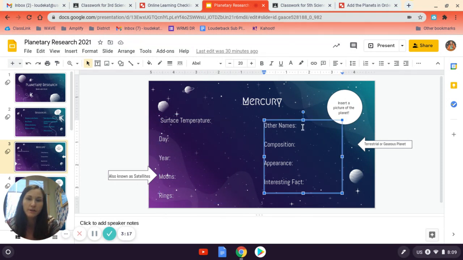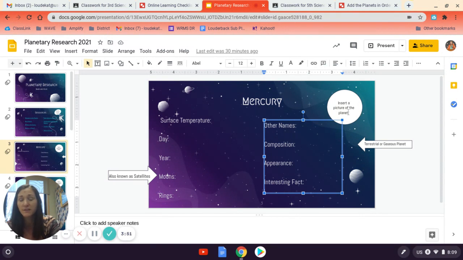What other names are there? We call it Mercury, but a lot of cultures, especially ancient civilizations, when it was first discovered, had many names for Mercury. And even today, it has nicknames. I think Mercury is known as the fastest planet in the solar system. So we're looking at that. Composition. So we're wondering, is it a terrestrial or rocky planet, or is it a gaseous planet? Appearance. Describe what it looks like. Interesting fact about Mercury. And then I want you to insert an image of the planet as well.